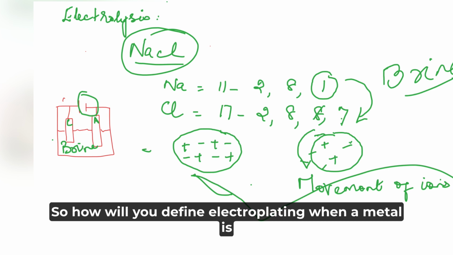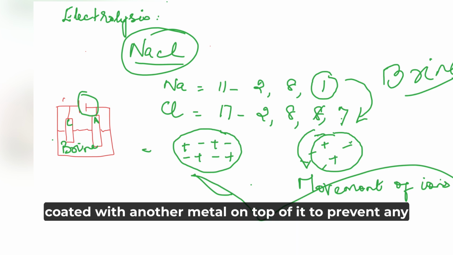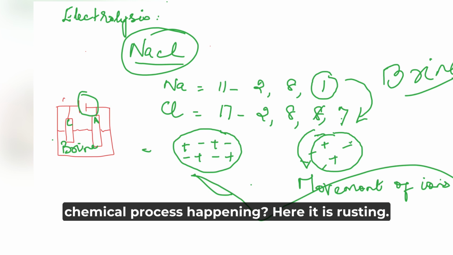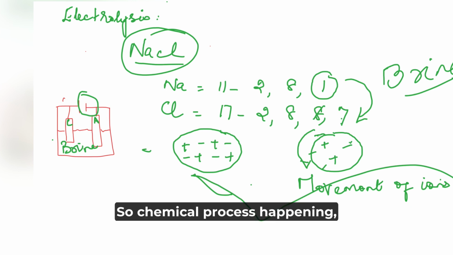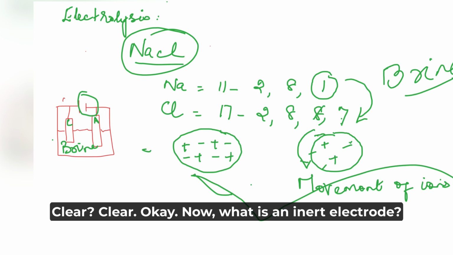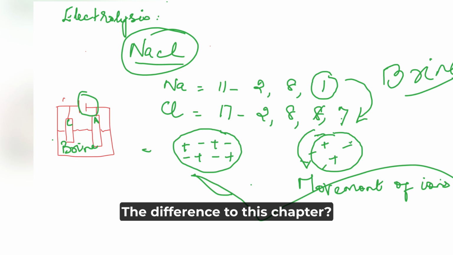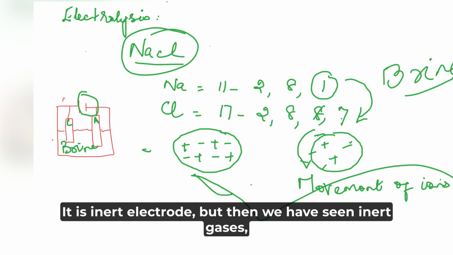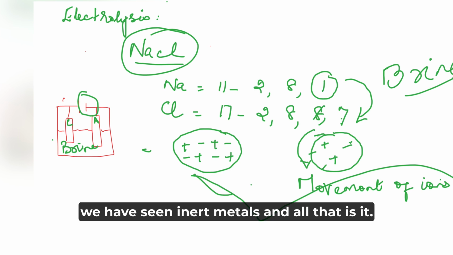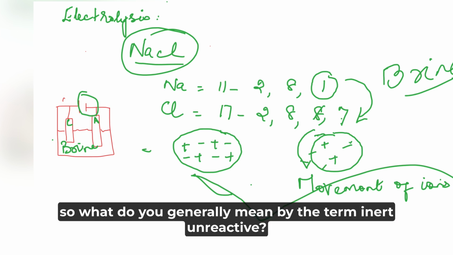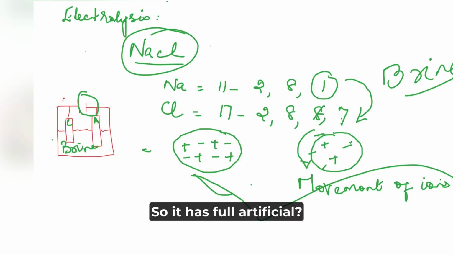So how will you define electroplating? When a metal is coated with another metal on top of it to prevent any chemical process happening. Here it is rusting. So chemical process happening, then that is called electroplating. Clear? Okay. Now what is an inert electrode? But then we have seen inert gases, we have seen inert metals and all that. So what do you generally mean by the term inert? Unreactive. So it has a full outer shell. Yes. So they don't react.